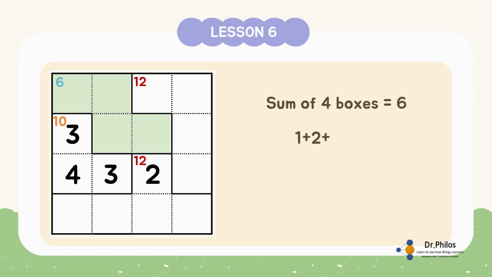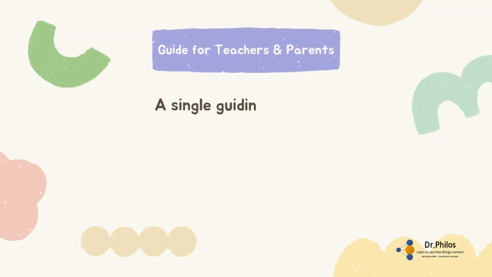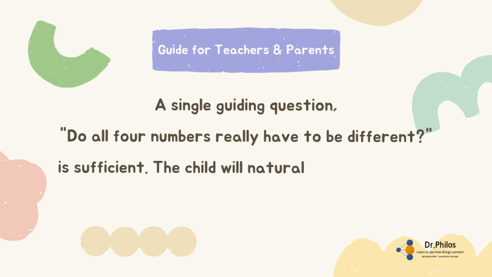1 plus 2 plus 3 is already 6. How can 4 numbers make 6? Why do you think it can't? If all 4 numbers have to be different, it will definitely be bigger than 1 plus 2 plus 3. Do all 4 numbers really have to be different? A single guiding question, do all 4 numbers really have to be different, is sufficient. The child will naturally begin examining the block's shape.